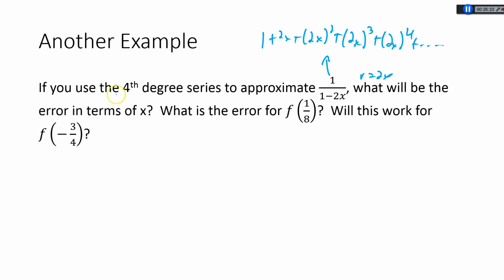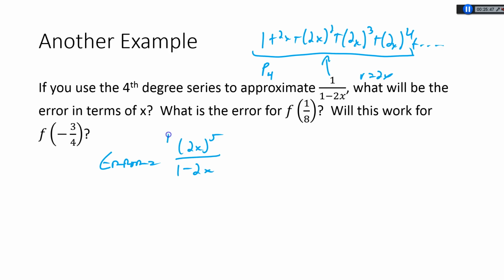So we don't want to stop at the fourth degree, though. So there we are. Okay, so that's our fourth degree. Some might call that P4, because it's the fourth degree polynomial for this function, 1 over 1 minus 2x. So the error in terms of x is going to start at the next term. Well, what's the next term? It's (2x) to the fifth. So the error will be the next term, (2x) to the fifth power, divided by still 1 minus 2x. That is the error in terms of x.